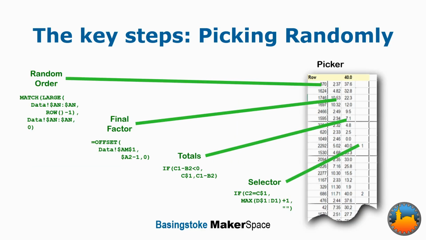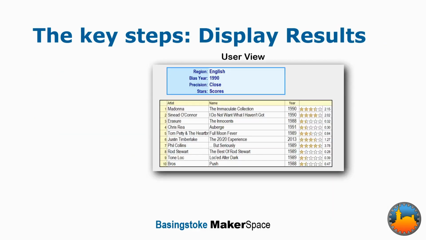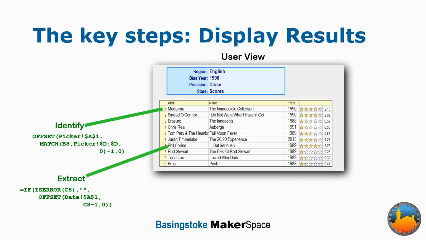The first 10 picked albums are displayed in the user's view. The details of each album are extracted from the data worksheet.